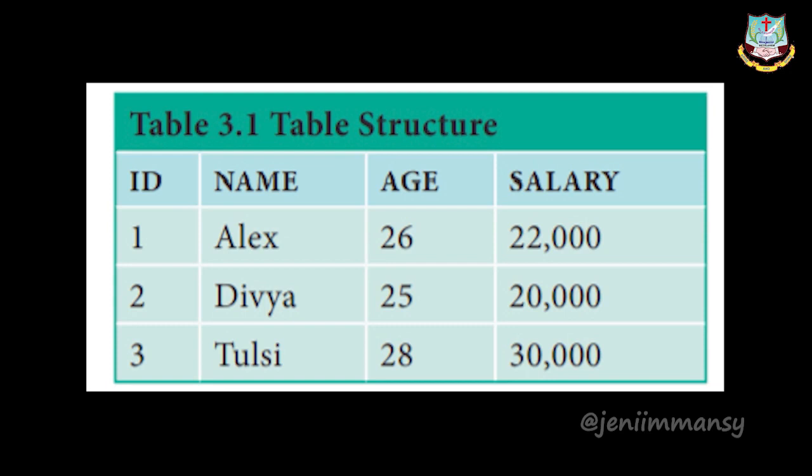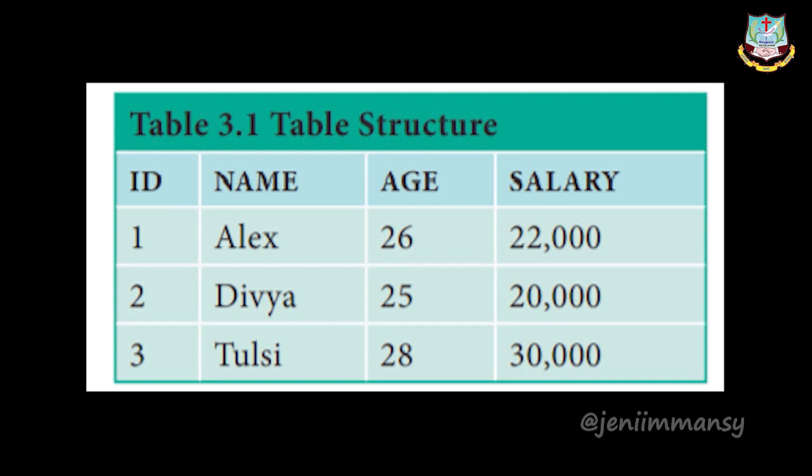Understood? See in this table, ID is a column, name, Alex, Divya, this is a column. Row means one row. The first row is ID, name, age, salary. The second row has the details of Alex. First name is Alex, the age is 26, and 22,000 is the salary. This is a row. Have you got a clear idea of database, column and row? The table consists of columns and rows. If columns and rows are there, that is a table. A table can be created inside the database.